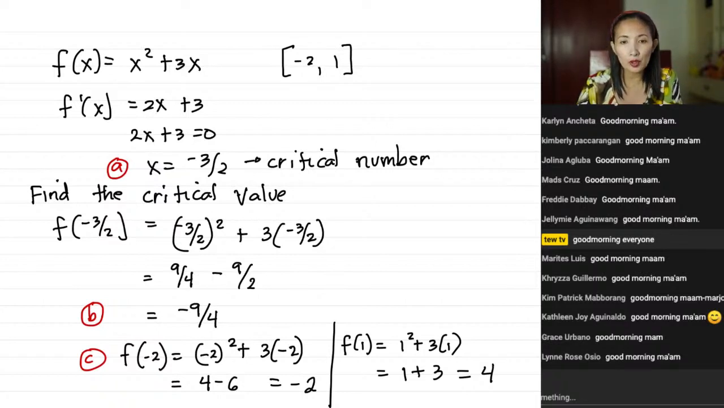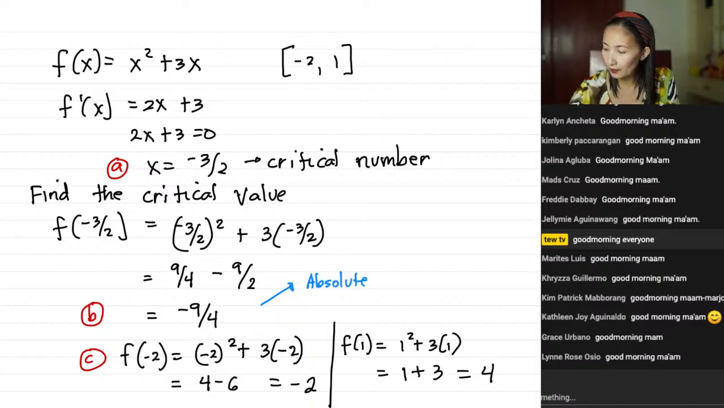And what about the absolute min? The smallest value, the least value is this. Negative 9 over 4. Okay, this is the absolute minimum, while 4 here is our absolute max.